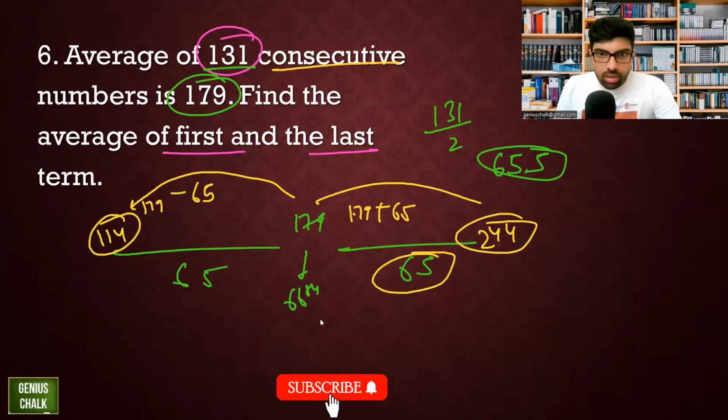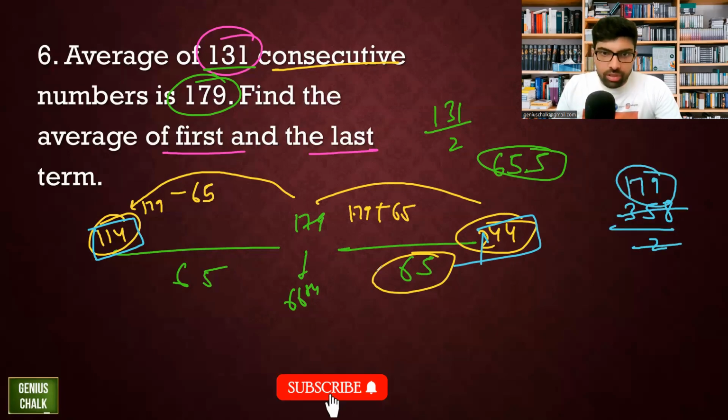So what is the average of the first and the last? 114 plus 244, that is 358 by 2. And if we solve it, 179, which is the given average already, that has to be my answer. 179. So in this type of question, there is no need to pick up a pen.